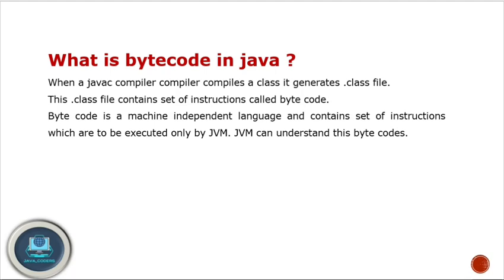What is bytecode in Java? When a javac compiler compiles a class, it generates a .class file. This .class file contains a set of instructions called bytecode. Bytecode is a machine-independent language and contains a set of instructions which are to be executed by JVM. JVM can understand these bytecodes.